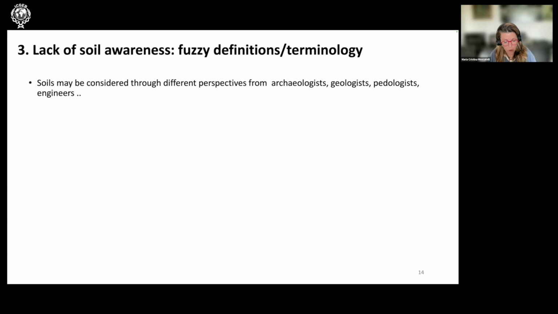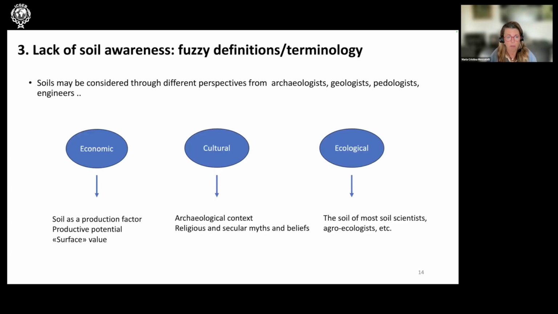Also, there are many actors in our society dealing with soil. So soil is considered from different perspectives. There is the archaeologist, the geologist, the agronomist, the pedologist, the engineer. These different perspectives may be grouped into three main categories. A perspective dealing with the economic aspect of soil. So soil is seen as a factor of production. Only the productive potential of soil is considered, a surface value.